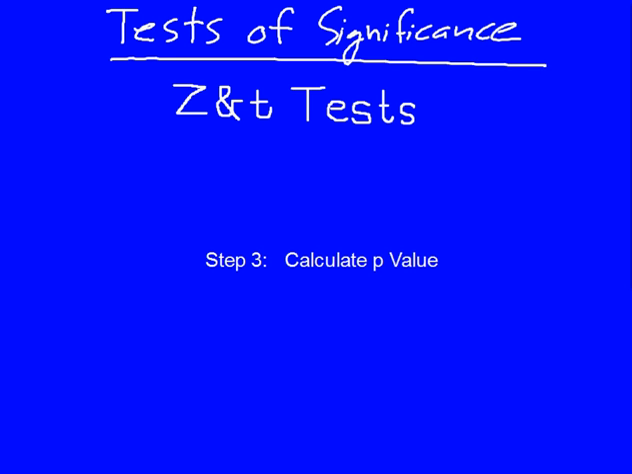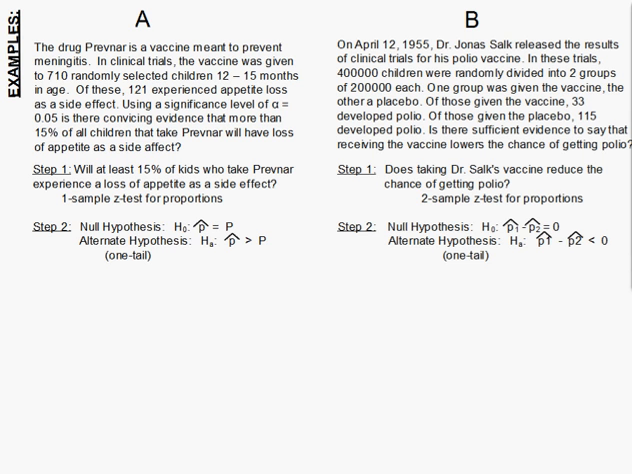Continuing with our previous examples, we are now going to get to the meat of the matter and calculate the p-value. So here we have our two examples, of course. We've already had the question. We found that this was a one-sample z-test for proportions. We have our null hypothesis and our alternate hypothesis. They're one tail, they're both one tail.